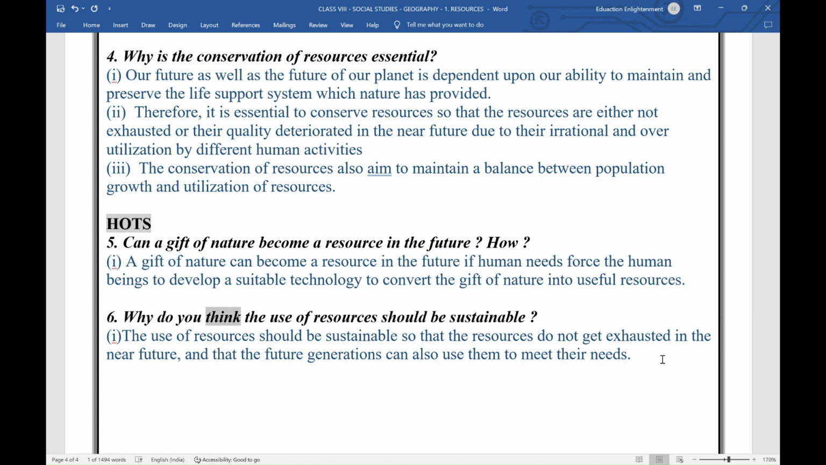6. Why do you think the use of resources should be sustainable? 1. The use of resources should be sustainable so that the resources do not get exhausted in the near future, and that the future generations can also use them to meet their needs.